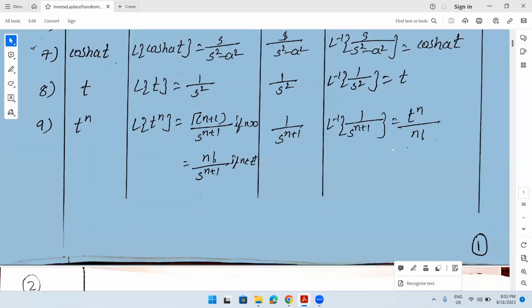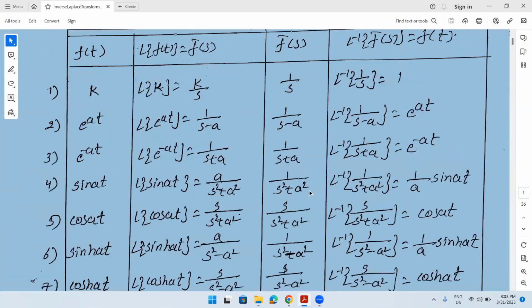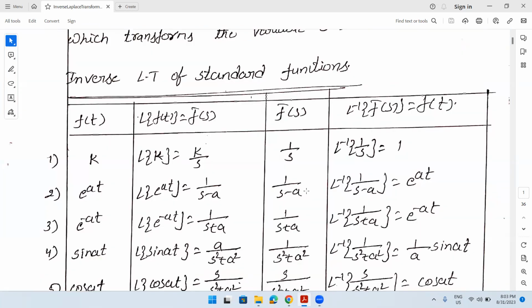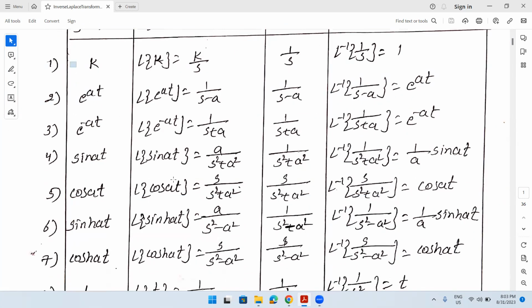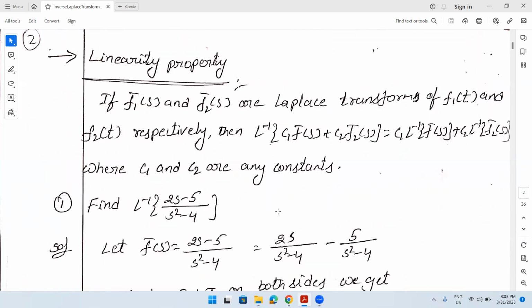In the sin at and cos at formulas, we have taken this like this. So L inverse of 1 by s minus a is e power at. These are the formulae. So there is no need to learn them specially, because once you know the formulae of Laplace transform, the inverse Laplace transform formulae are very easy. Okay.